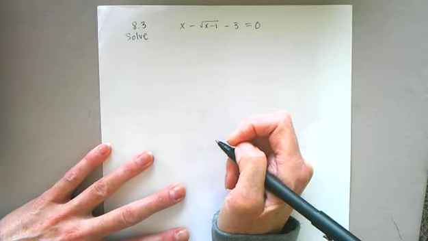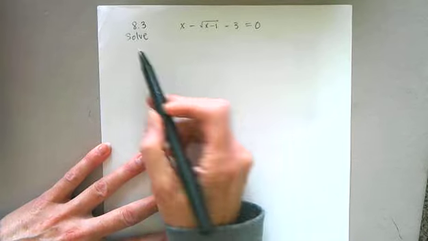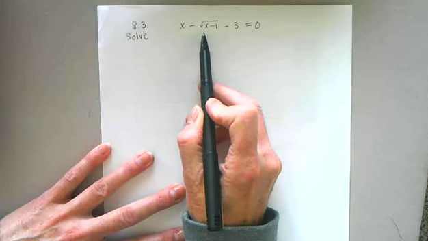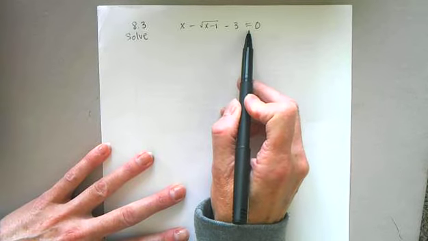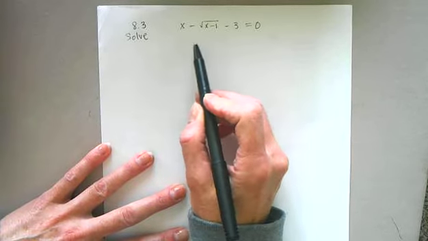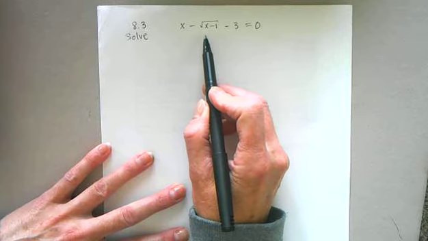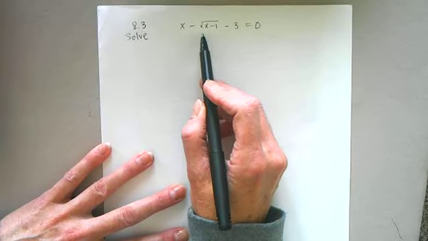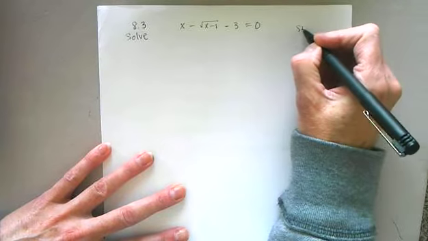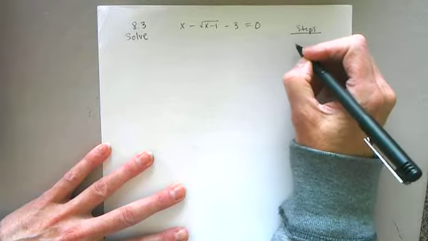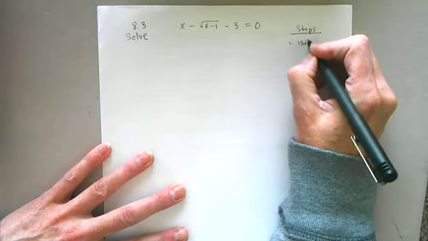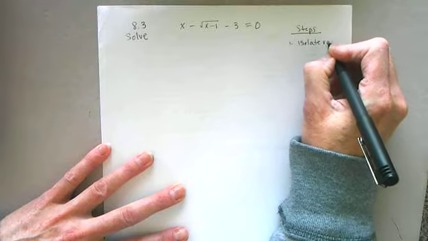This is an example from 8.3. This is solving radical equations. So when you see an equation with an equal sign and you're dealing with a radical, this is how you solve those. First of all, the very most important step is to begin by isolating the radical. So let's write down the steps over here so you can do those in all your problems. Always begin by isolating the radical.